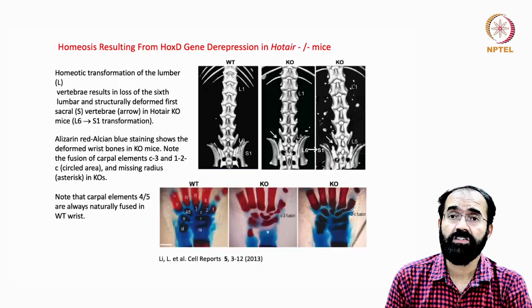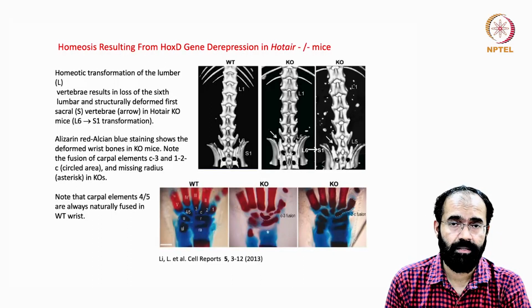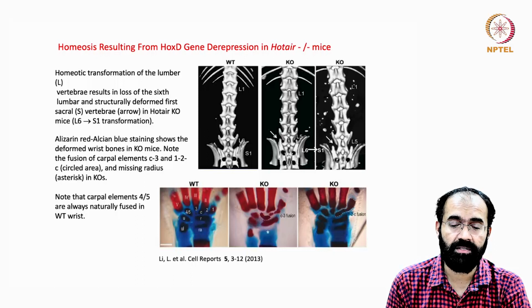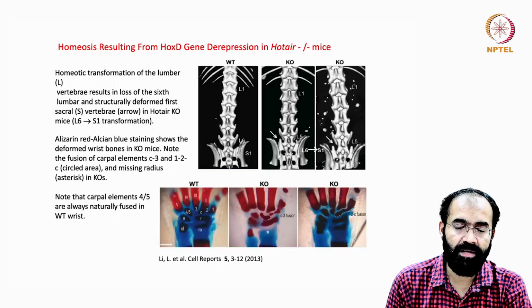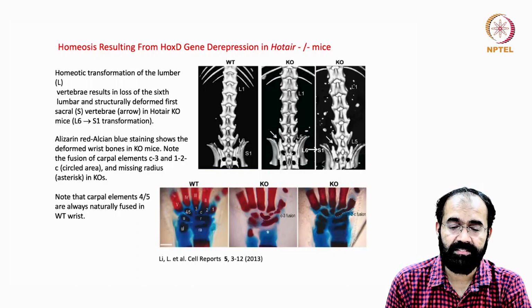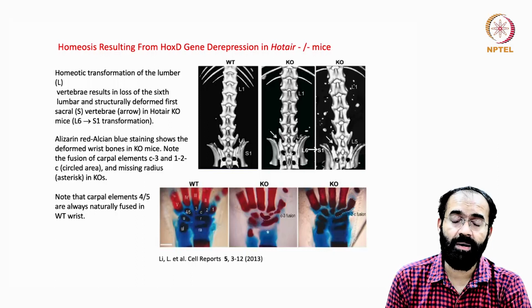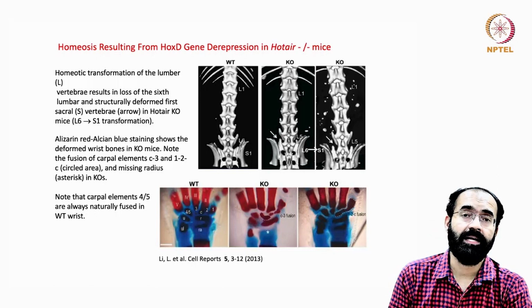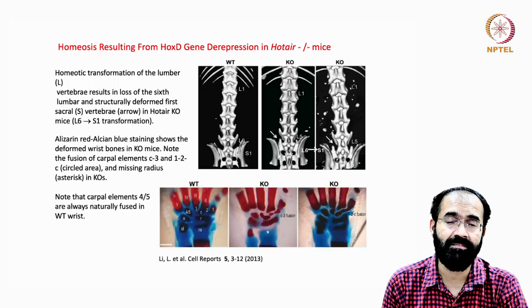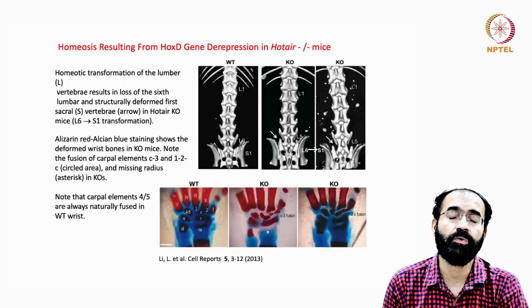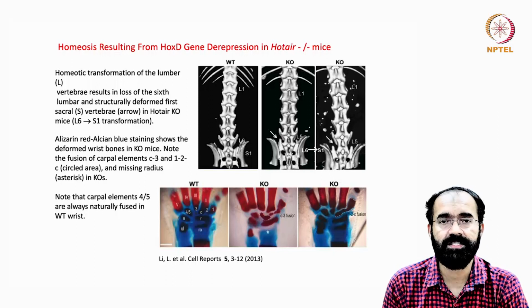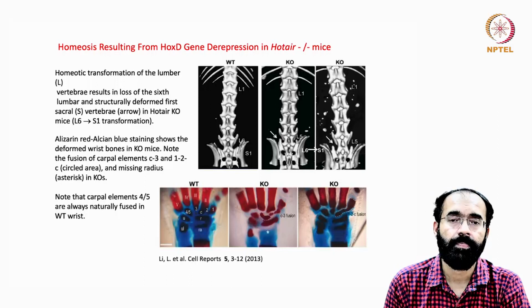So HOXD gene, if it is de-repressed because of the absence of HOTAIR, you can prove that this lumbar vertebrae is changed. This is wild type, this is knockout, and this is another knockout. So what you can see is that L5, lumbar vertebrae 5 and 6, the 6 is seen in the place of 5. So lumbar vertebrae 5 should be a different vertebrae. Now lumbar vertebrae 5 and lumbar vertebrae 6 both are looking like lumbar vertebrae 6. So this is an indication of the homeosis.